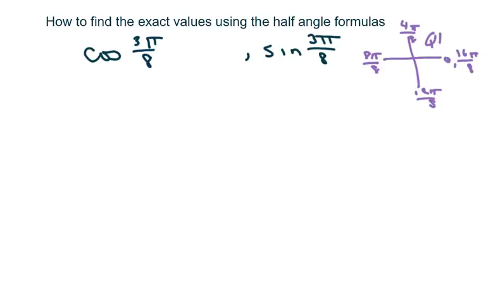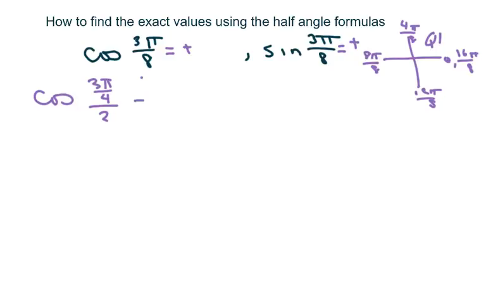So that means we're going to use the positive formula. Our answer here is going to be positive, and sine is going to be positive. Therefore, we're going to write this as cosine of 3 pi over 4 divided by 2. So basically, you set this to your angle here, and just solve.